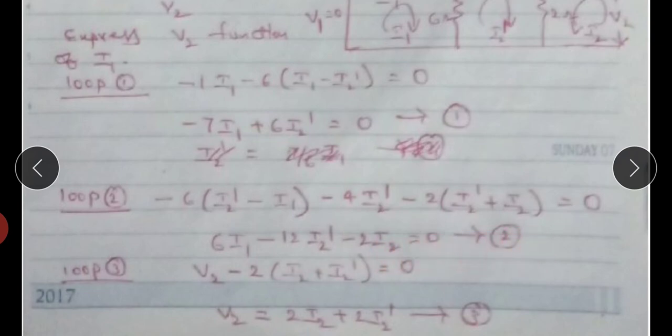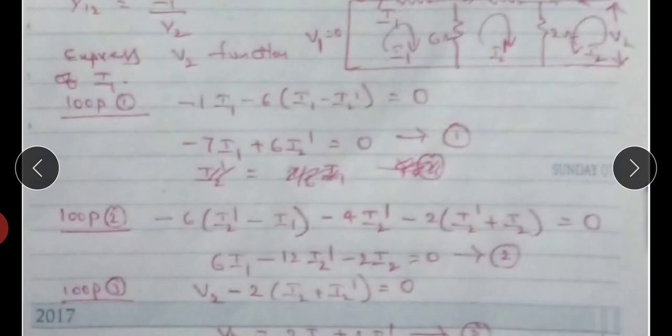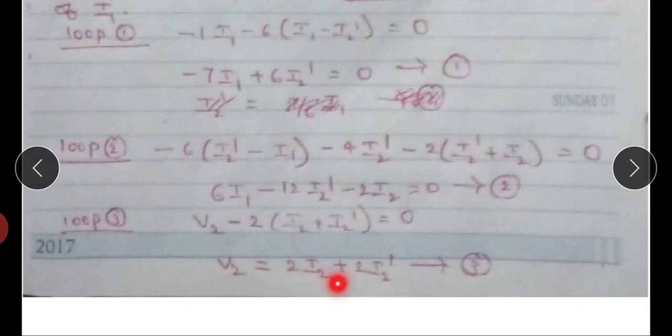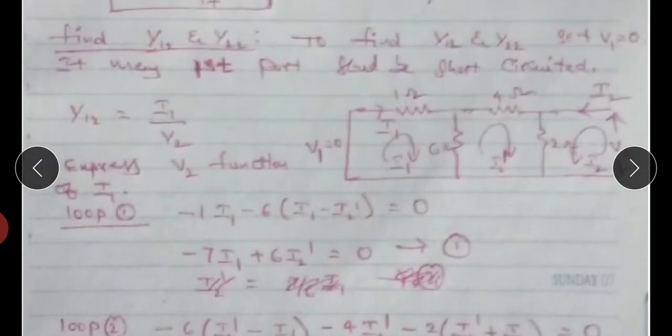So next, loop 3 equation. V2 here plus, here minus, current direction anti-clockwise. So minus 2 plus V2 plus 2 into I2 plus I2 dash equals 0. So V2 equals 2 into I2 plus 2 into I2 dash. Equation number 3. So next, by using these three equations, we can write V2 as a function of I1. By using that relation we can find y12.